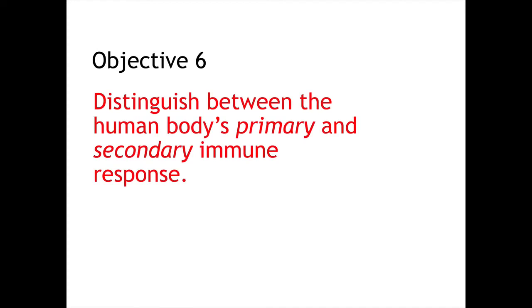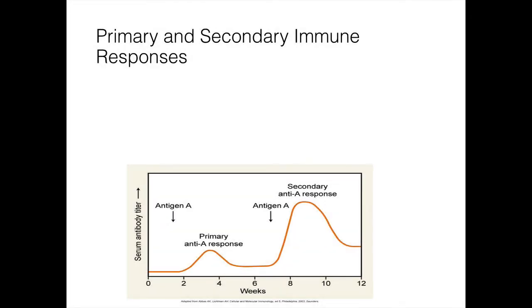Next, we want to distinguish between the body's primary and secondary immune response. This is pretty straightforward. The primary and secondary immune responses are the way the body responds to antigens on the first exposure, and then any subsequent exposure would be secondary. The first exposure is primary. So in that picture at the bottom, you see the body being exposed to antigen A, with time in weeks on the bottom, and then the antibody titer in the blood, the serum antibody titer.